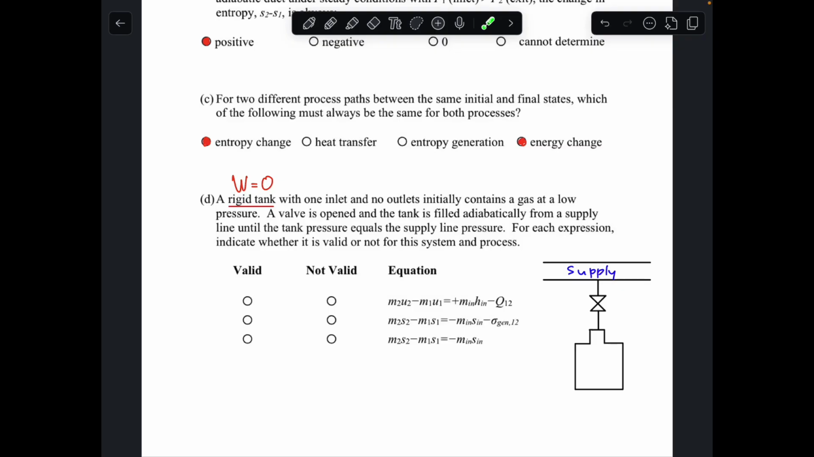We only have an inlet and no outlets. And then we also see here that we are filling this tank adiabatically, which means that our heat transfer term Q is going to be equal to 0 as well. So that's kind of all we need in order to simplify here. We can make some other assumptions down in the equation, but let's go down to the equation sheet and we'll look at our first law and our second law equations.